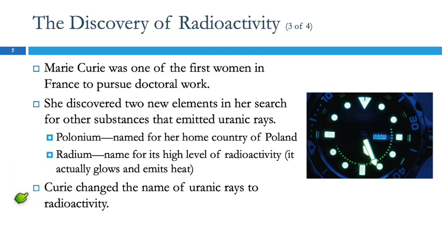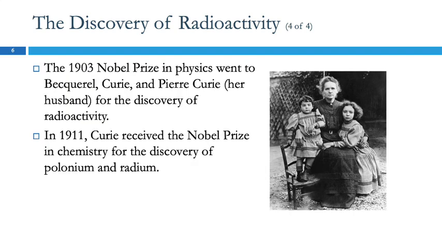Marie Curie changed the name of uranic rays to radioactivity, which is what we call it today. She got the Nobel Prize in Physics in 1903, along with Becquerel and her husband Pierre, for the discovery of radioactivity. And then in 1911, she received the Nobel Prize in Chemistry for the discovery of polonium and radium. And this is a picture of her with her two daughters.